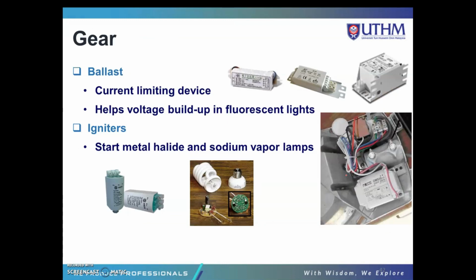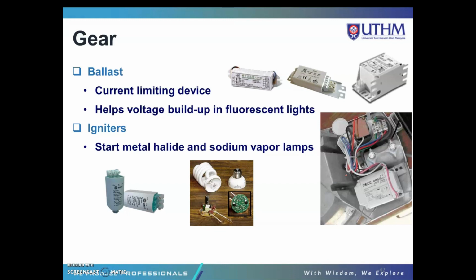And then we have the gear. Okay, so the control gear needed for operating lamps performs a number of functions. It ensures that the lamp can be started, and once started, can be operated stably over a longer period of time. The devices needed for gas discharge lamps are called ballasts and also the igniters.